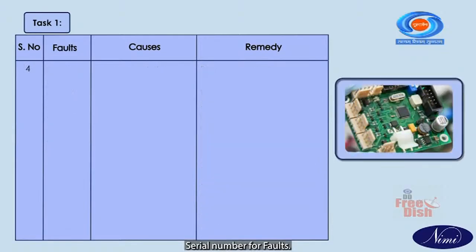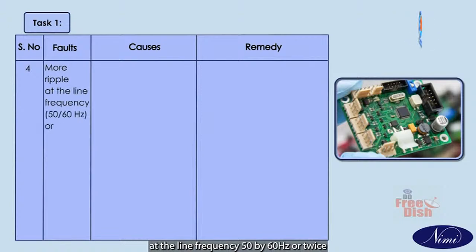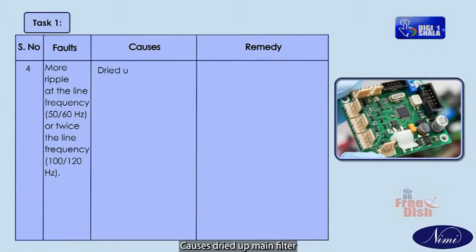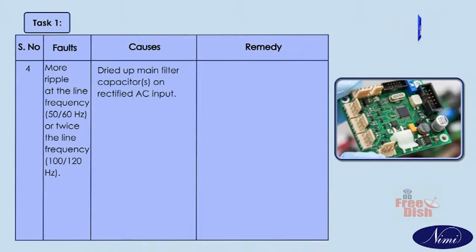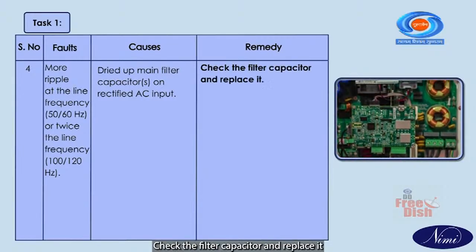Serial number 4. Fault: More ripple at the line frequency 50 or 60 Hz or twice the line frequency, 100 or 120 Hz. Causes: dried up main filter capacitors on rectified AC input. Remedy: check the filter capacitor and replace it.